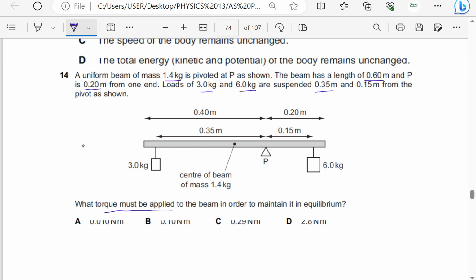Let's first check the resultant torque. It is uniform, so its mass of 1.4 is acting at the center. Okay, so this is going to cause an anticlockwise moment about the pivot. This is causing a clockwise moment. This is causing an anticlockwise moment.